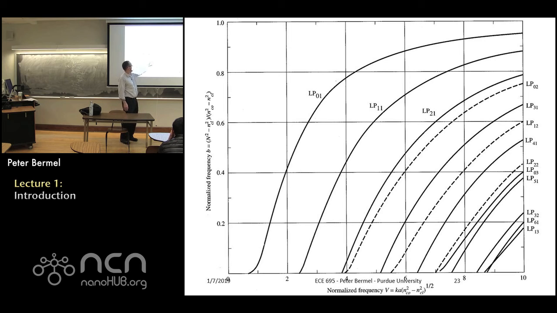As you go to higher and higher V numbers, you get more and more modes. But you can see that even though you get more and more modes at high V numbers, there's always a gap between these different modes. So even if you're at a high V number and you have tons of modes, they're not all exactly the same frequency.